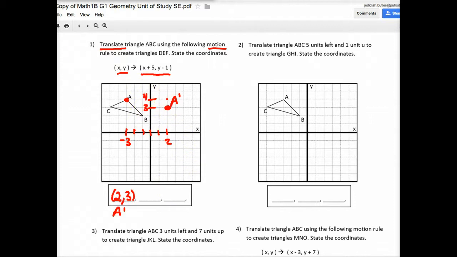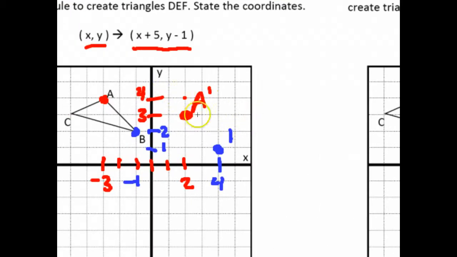Let's try the B. So blue for B, we're going to go 5 to the right, just like we did before. So we're at -1, and now we're going to add 5 to that. 1, 2, 3, 4, 5. When you add 5 to that, you should be at 4. And we're at 2, but then we're going down to 1. So 4, 1 is our new B prime. Didn't mean to zoom in there. B prime. And then C prime, let's see what we have for that.